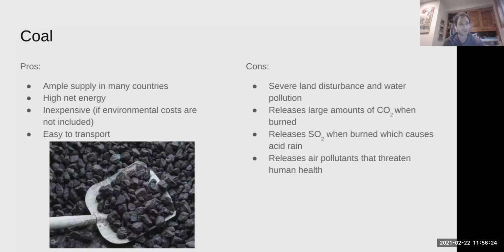Any con you can think of for any energy source, it's true of coal. Does it threaten biodiversity? Sure, the mining threatens biodiversity. Does it contribute to the greenhouse effect? Yeah, more than any of the others. Does it harm human health? Yeah, you could think about health to miners, health to the communities that we talked about in our mining unit, or the air pollutants that threaten human health. Like every bad thing you can think of, coal is associated with it.